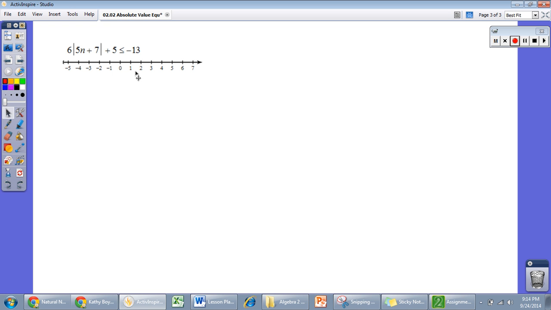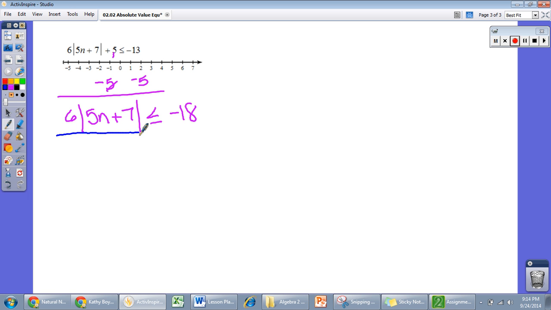Once again, here is our inequality. We want to start by getting rid of anything that's been added or subtracted, so we're going to start out by subtracting 5. We get 6 times the absolute value of 5n plus 7. That cancels, and we get less than or equal to negative 18. Now we need to get rid of our 6 that's being multiplied. The opposite is to divide, leaving us the absolute value of 5n plus 7 is less than or equal to negative 3.